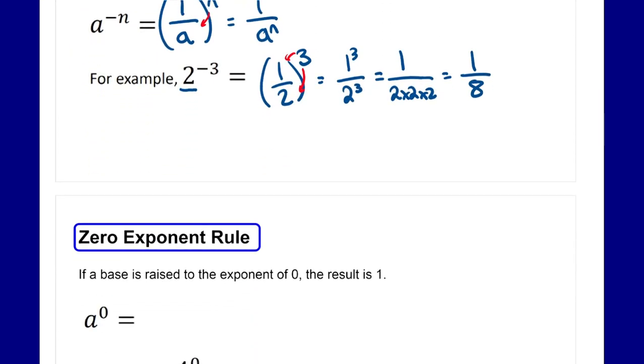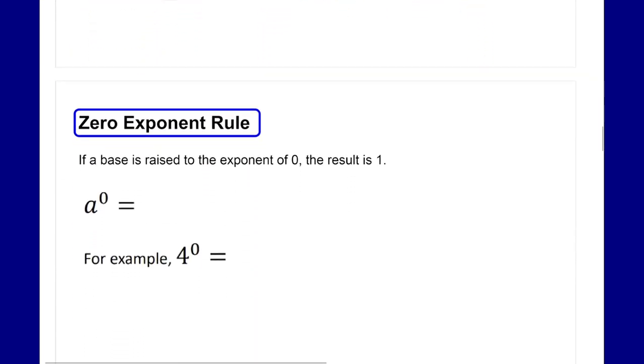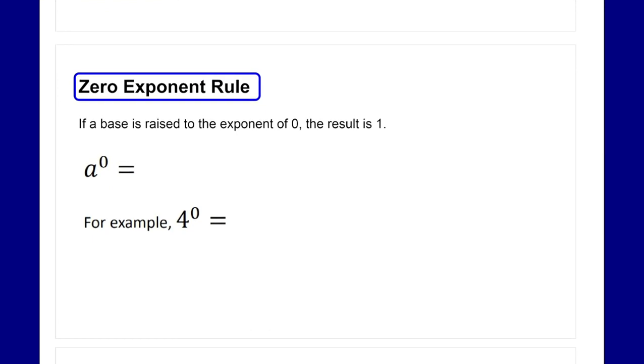The zero exponent rule is probably the easiest rule that we're going to learn. And that is just, if a base is raised to an exponent of 0, the result is 1. So a to the power of 0 equals 1. So for example, 4 to the power of 0 is 1. It doesn't matter what the base is, whether it's a letter, whether it's a number. If it's raised to the power of 0, it equals 1.